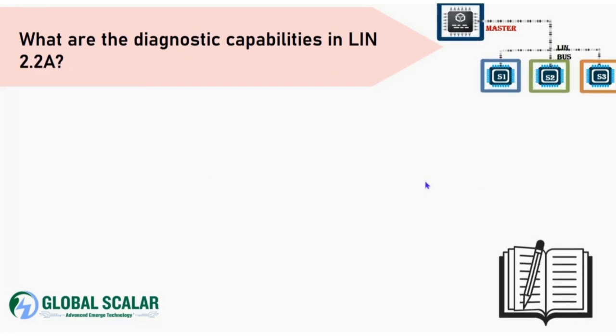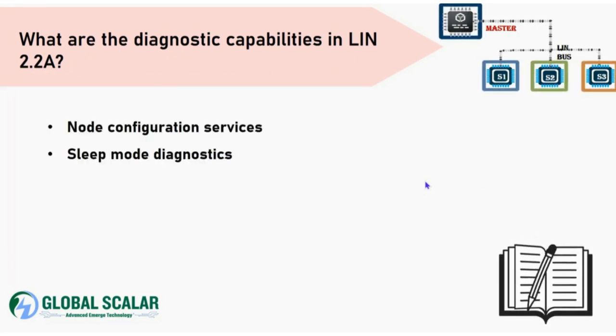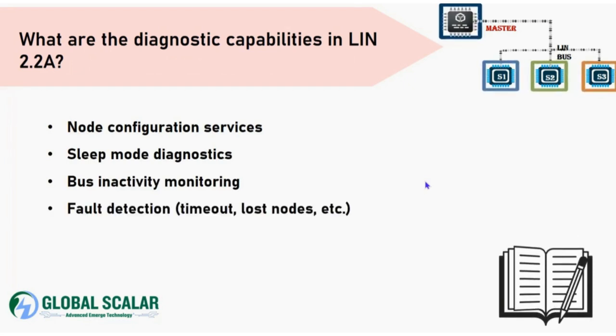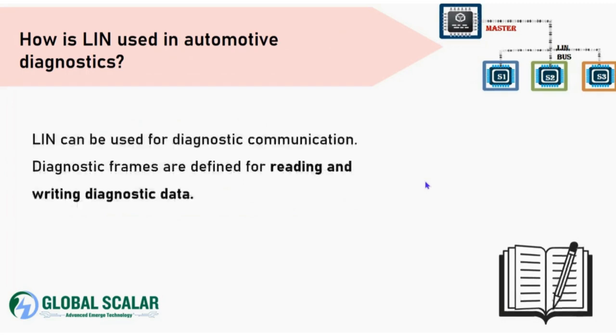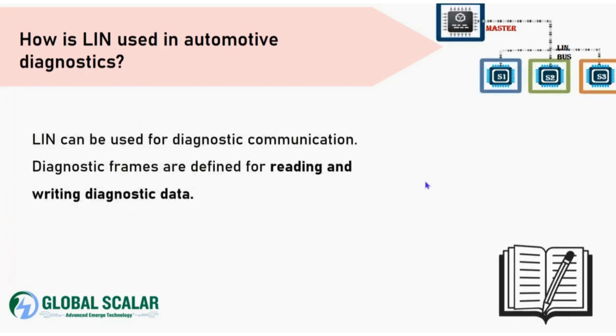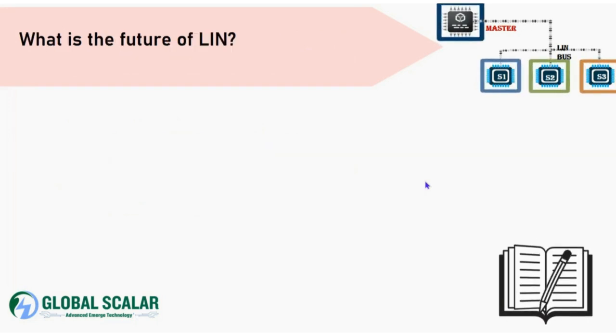What are the diagnostic capabilities in LIN 2.2a? Node configuration services, sleep mode diagnostics, bus inactivity monitoring, fault detection, and timeouts are the faults that can be detected. How is LIN used in automotive diagnostics? LIN can be used for diagnostic communication. Diagnostic frames are defined for reading and writing diagnostic data.